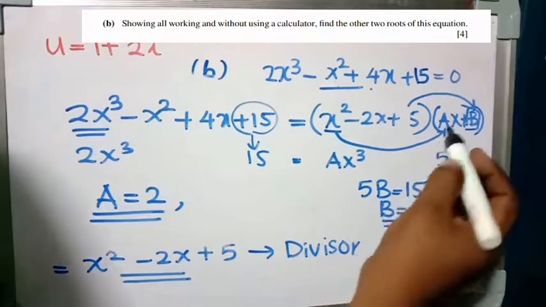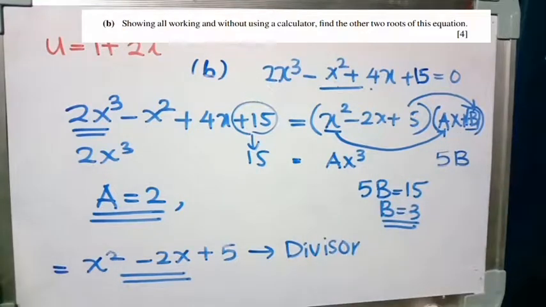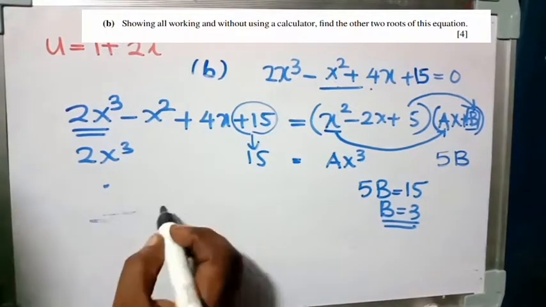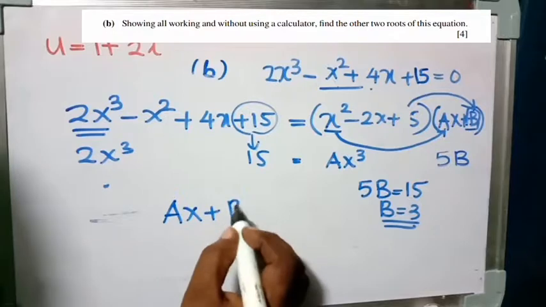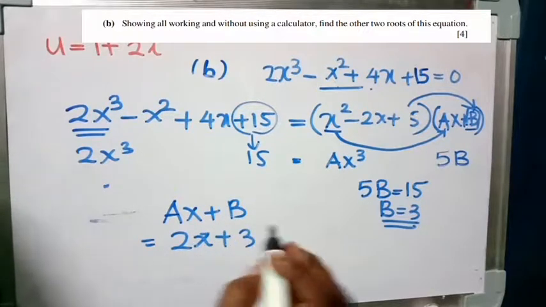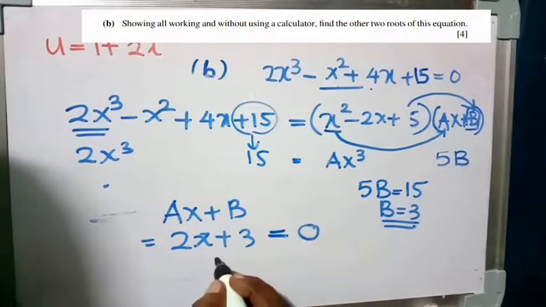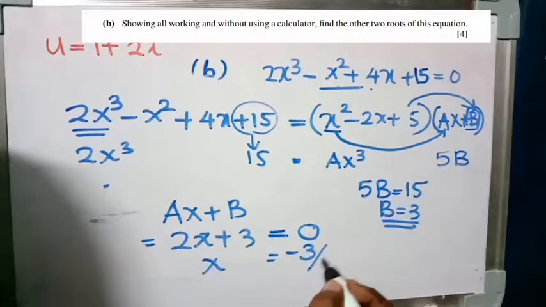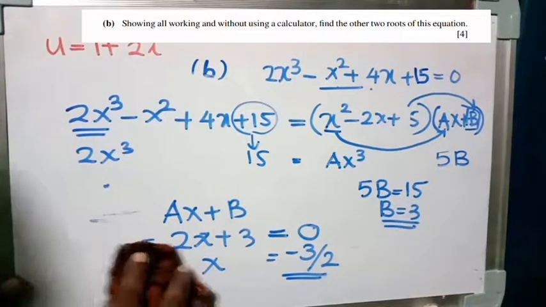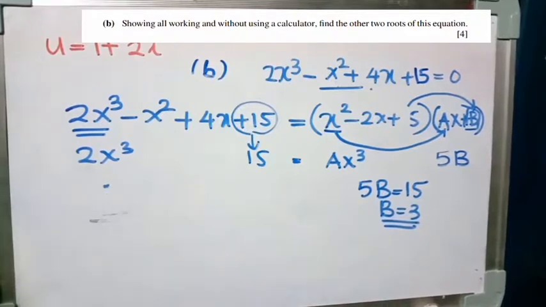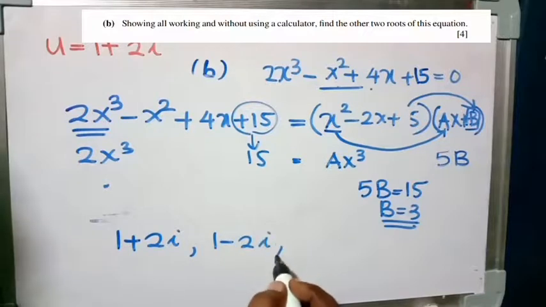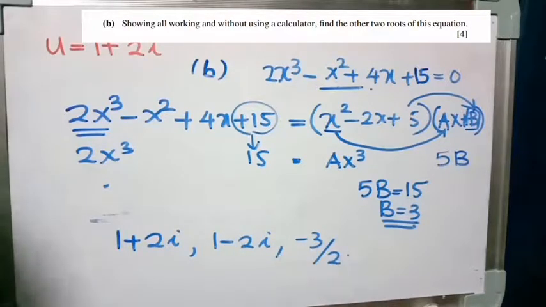Therefore, we can say the third factor is ax plus b. So the next factor is ax plus b, that's equal to 2x plus 3. And to find the root of this, equal to 0, x is equal to minus 3 by 2 as the third root. Therefore, the roots of this question are 1 plus 2i, 1 minus 2i, and minus 3 by 2.